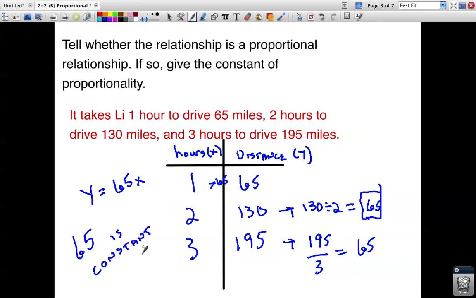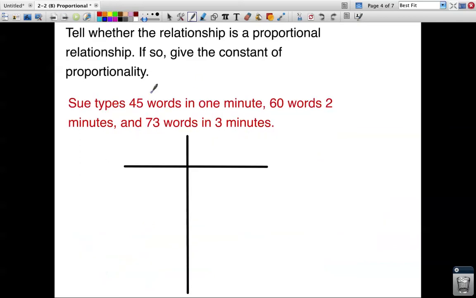Constant of proportionality. Okay. Let's look at another one real quick, and then we'll be done. Same type of problem. I want to tell whether the relationship is a proportional relationship, and if so, we're going to give that constant of proportionality. So Sue types 45 words in 1 minute.